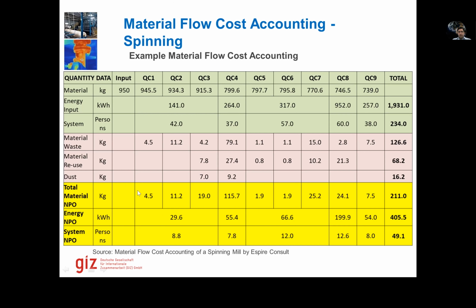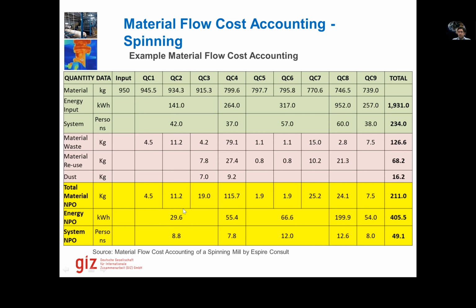You see, we have total material NPO here, right? 4.5, 11.2, and 19.0 kilograms of material NPO coming out of these three quantity centers combined. So if we add them together, it adds up to, I think, 35 somewhat kilograms. Then we divide it by the input quantity. So how much input went into these three quantity centers? This percentage of waste is then assigned to the percentage of kilowatt hour input, because this was the energy that was used to produce this material NPO.